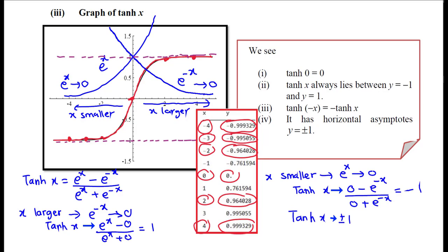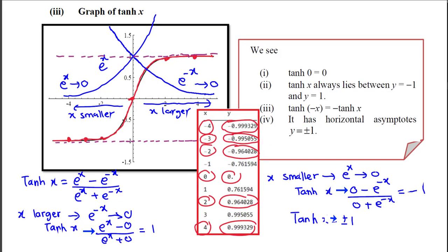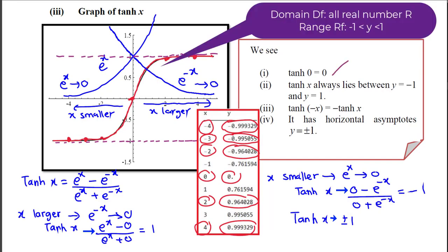You see here class, tanh 0 equal to 0. Tanh x always lies between y equal to negative 1 and 1. Tanh negative x is equal to negative tanh x, the same as tan negative x equal to negative tan x. Then it has horizontal asymptotes y equal to plus or minus 1.